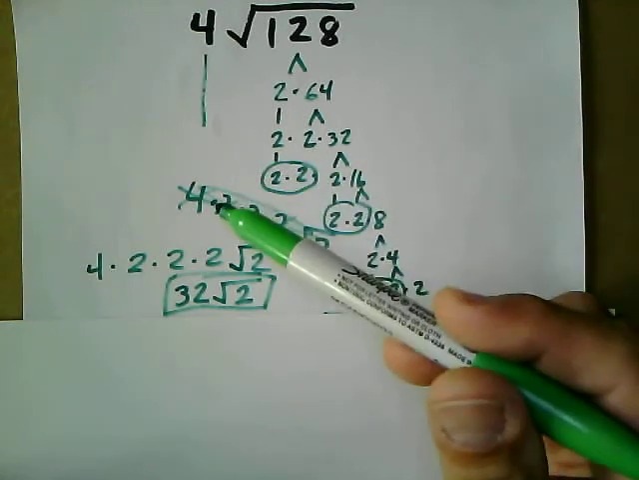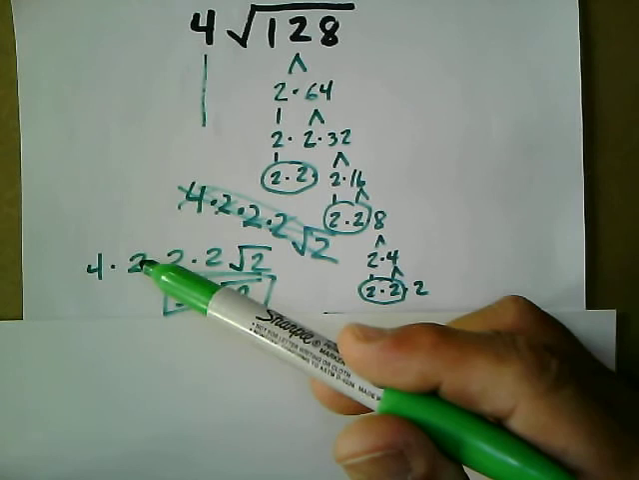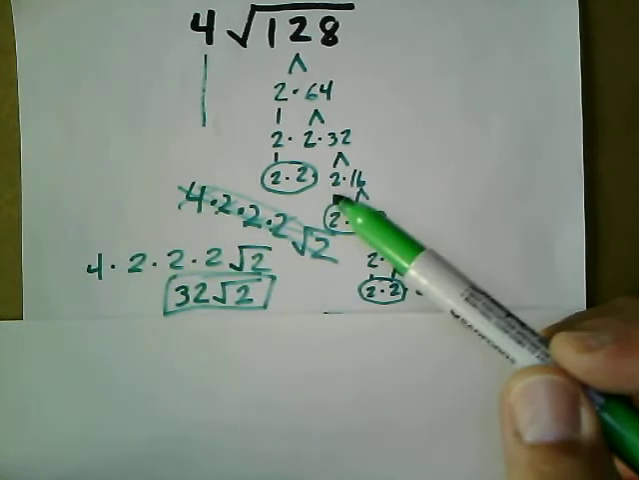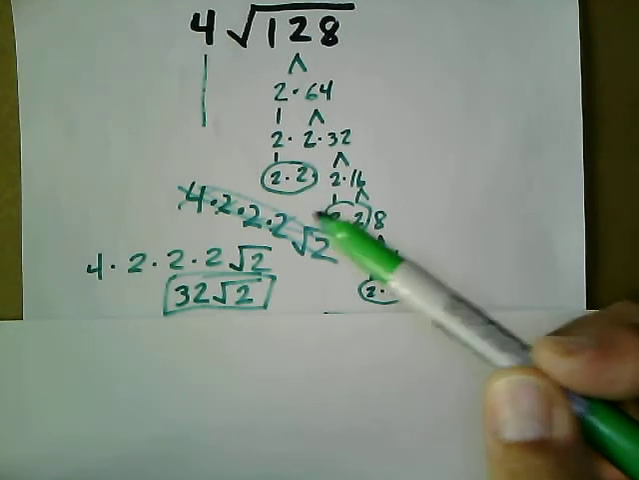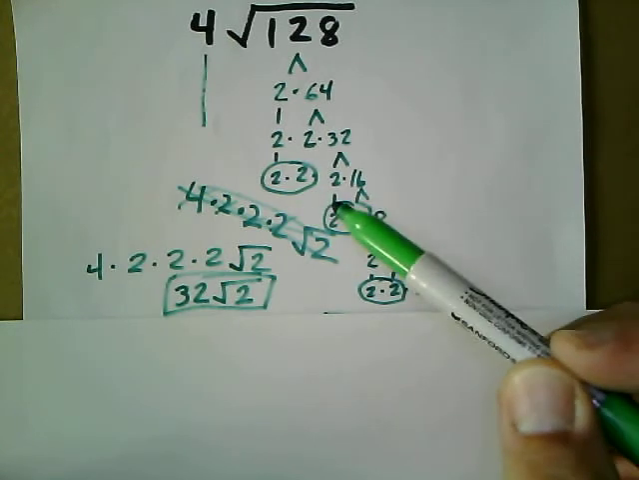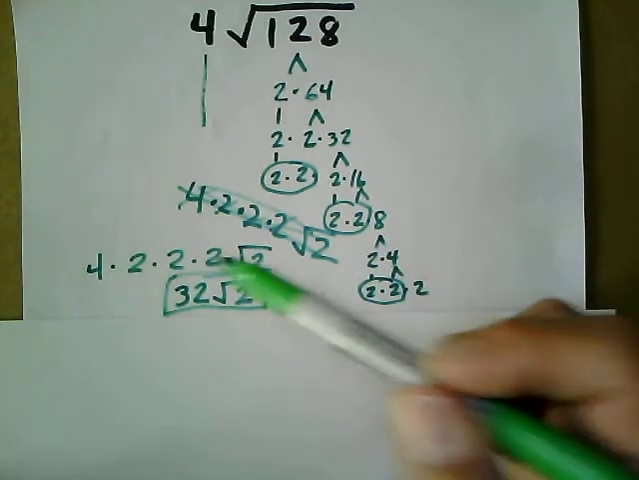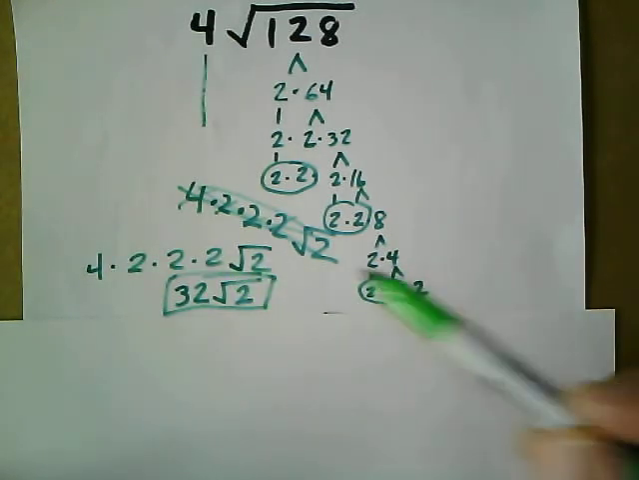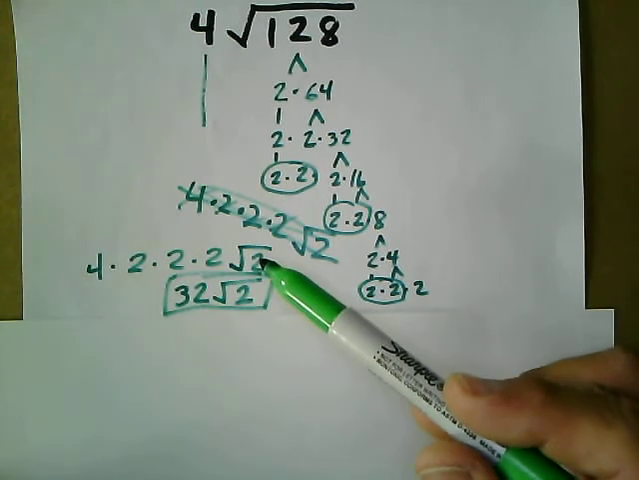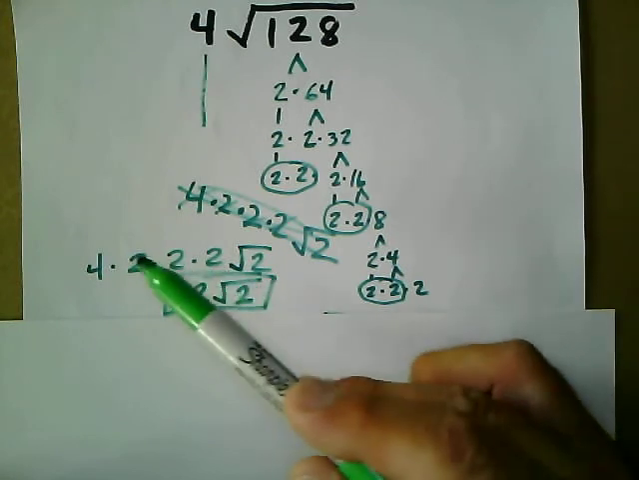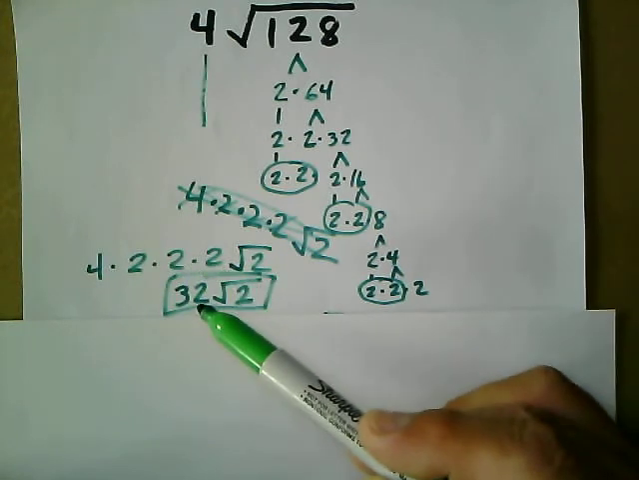I like to circle, and I put my 2 down, or I put it here, doesn't matter. If I take that and I put that down there, that's great. Then I don't have to keep recopying these 2's down. Once I get a second set of 2's, I circle it, put it down. Get another set of 2's, circle it, put it down. Whatever I'm left over with goes back inside the radical. Then you multiply these coefficients together. 4 times 2 times 2 times 2, which is 32.